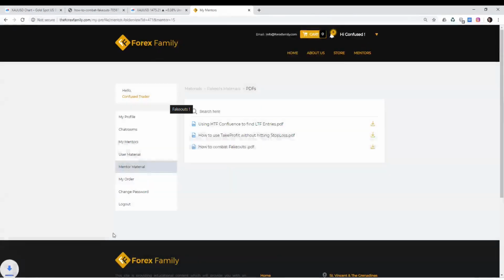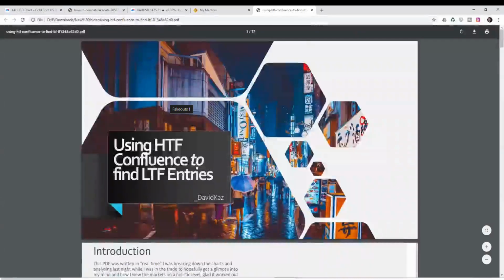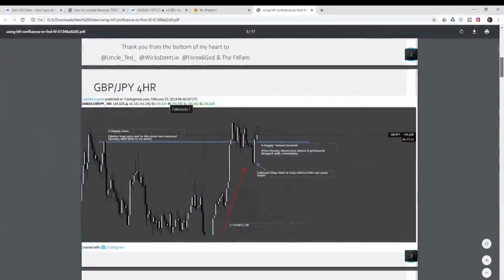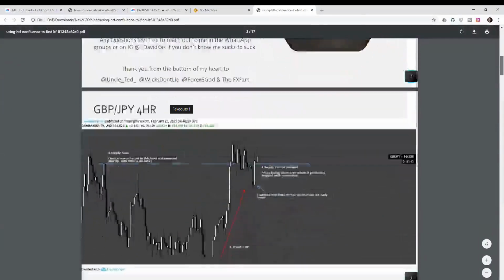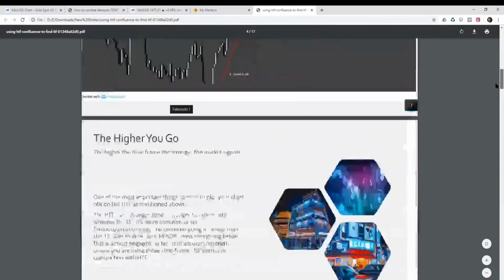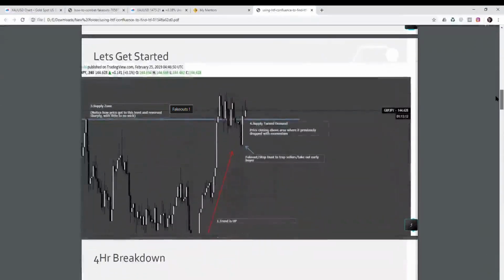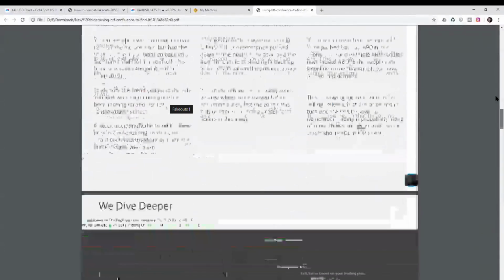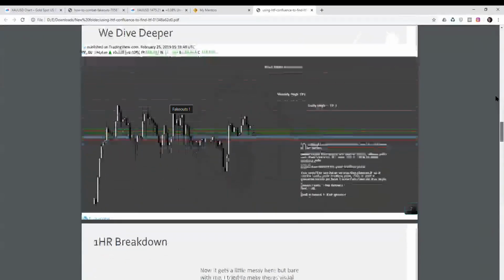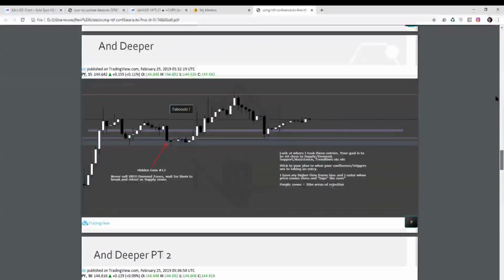What's this? Oh, what's this PDF here? Oh, okay. Achir Epilon. Yeah, this is a good friend of mine. He wrote this PDF. Thank you from the bottom of my heart. This is a very nice PDF, with really good examples of how to look at higher time frames and then look at the lower time frames. It could be a good read.